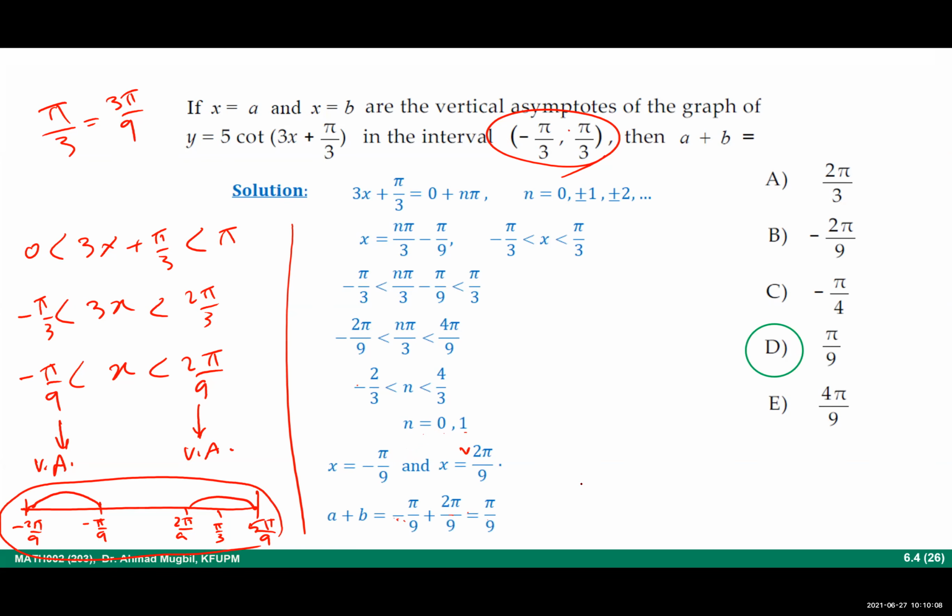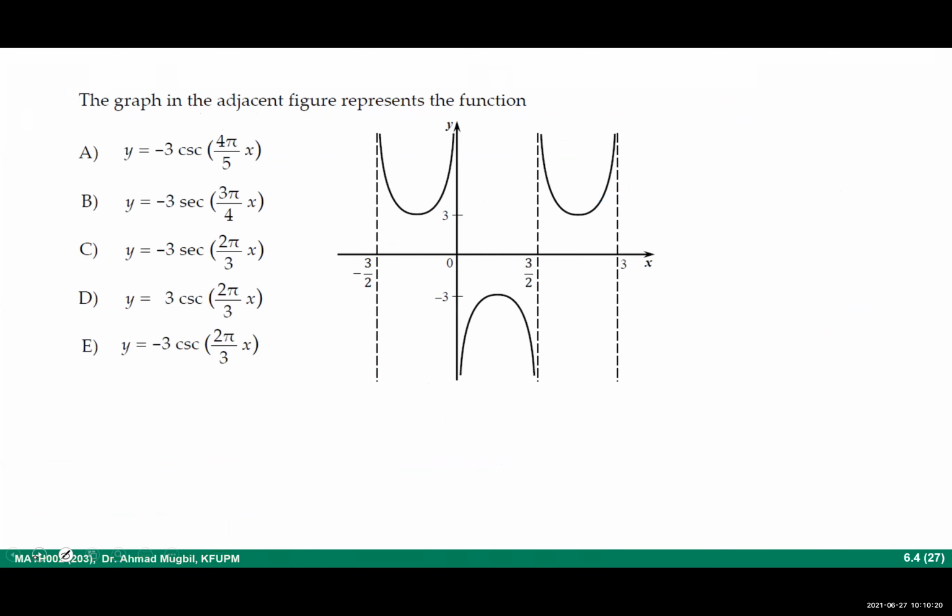Doctor, the best one to use is method 2, right? Yes, this one is the best. This is my favorite, but you can use whatever you want. This is what I recommend you to use.